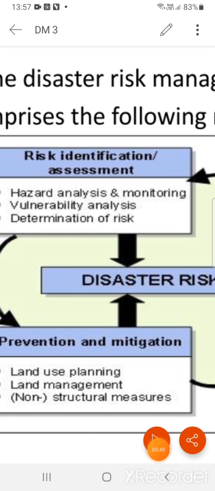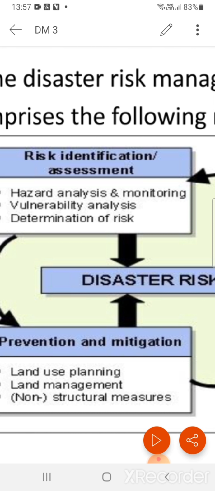Now, regarding the next element, that is preparedness, we have to understand that it includes early warning, evacuation, and emergency planning. And preparedness refers to our alertness towards the outbreak of the next event, where we are preparing ourselves against the formation of the disaster from the possible hazard or event that is going to occur or that might occur.